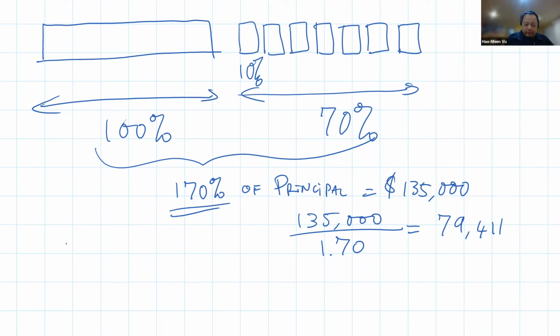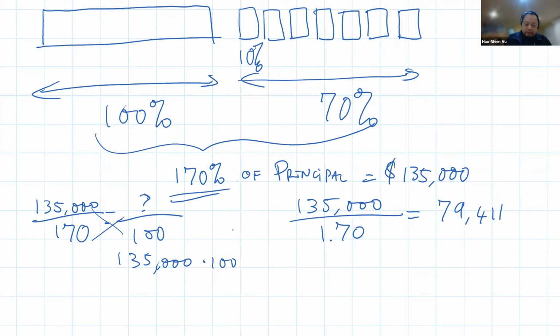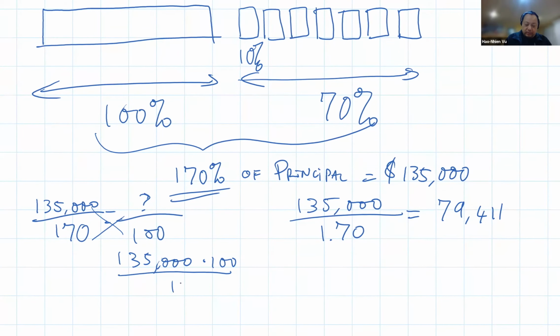Another way you may do it is you go 135,000 corresponds to 170% of the principal, whereas the principal, which we don't know, corresponds to 100%. You can drop the percent symbol. There's proportionality here. So you just cross multiply 135,000 times 100, divide by 170. And you also get 79,411. Either way.